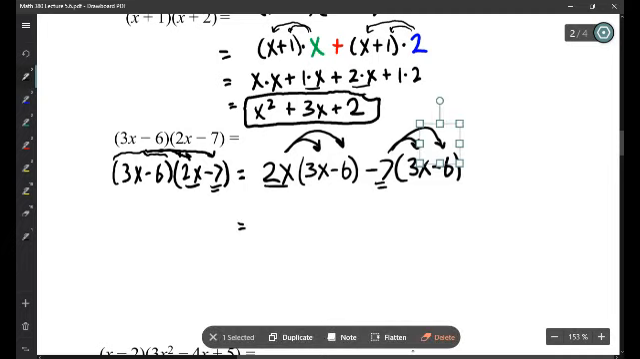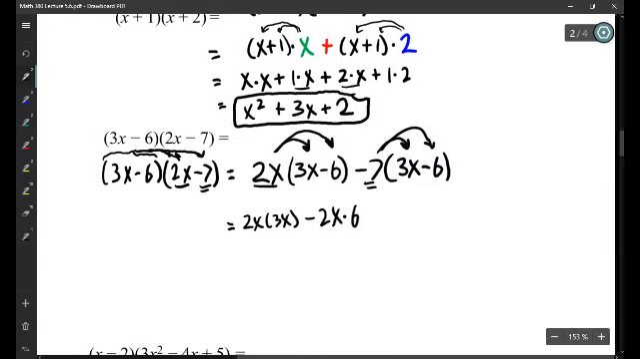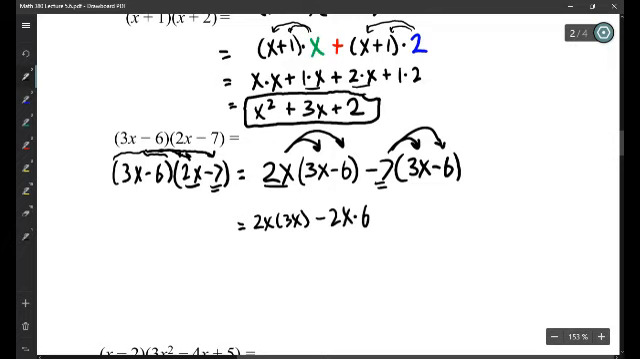So we get 2x times 3x, and then minus. Write the operation first when it's a minus here, and it's positive here. So minus, and then 2x times the number. Here we have minus 7 times 3x, so minus 7 times 3x. And then lastly, negative 7 times negative 6. So minus 7 times negative 6.